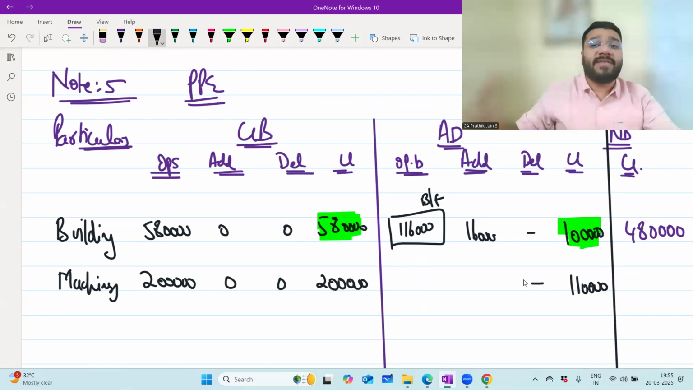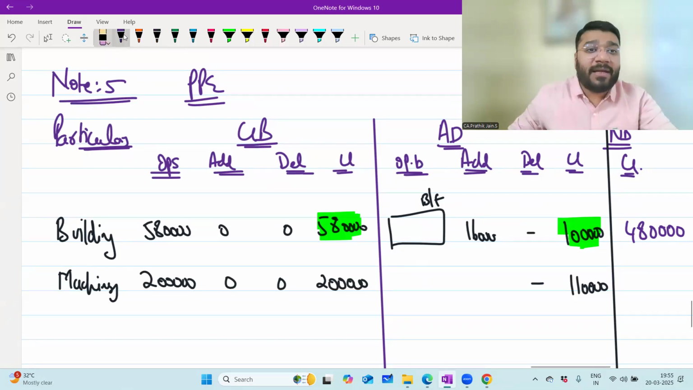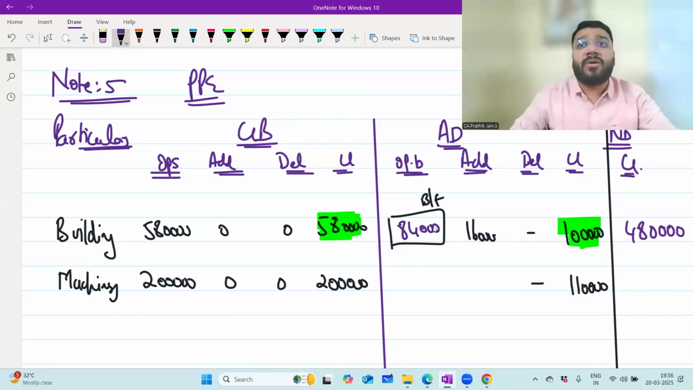Who said 160 then? The opening balance will be less, no? 1 lakh minus 16,000 is 84,000. 84,000 plus 16,000 is 1 lakh. Which person said that?